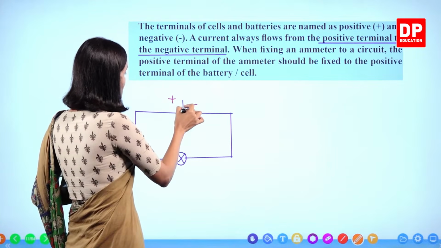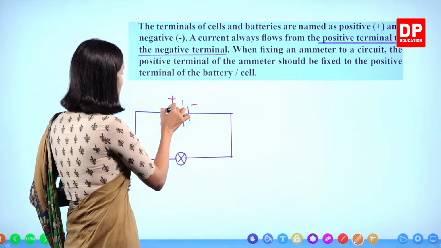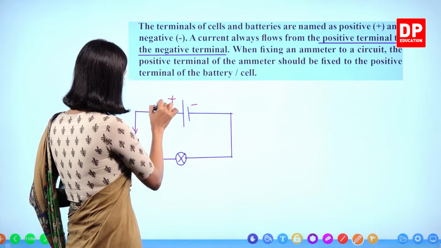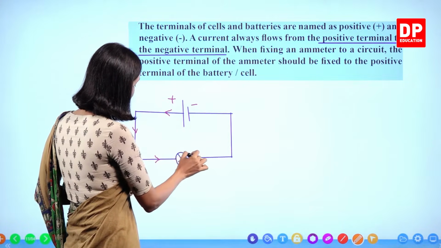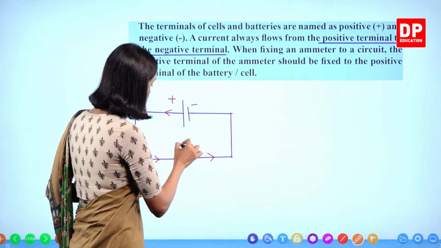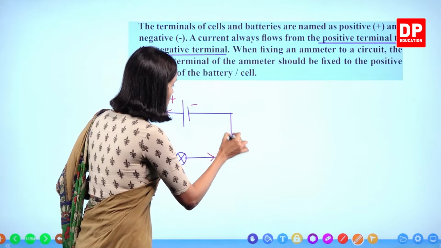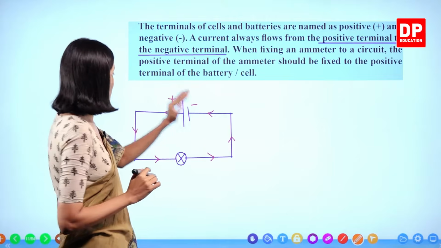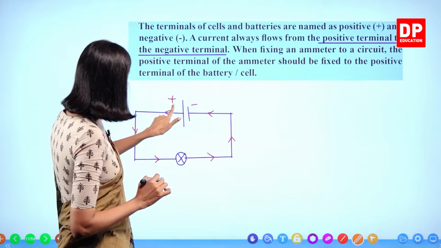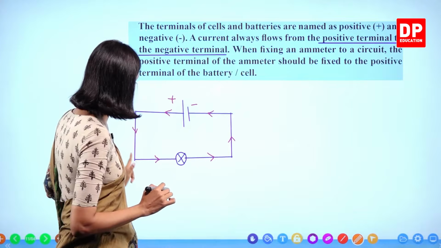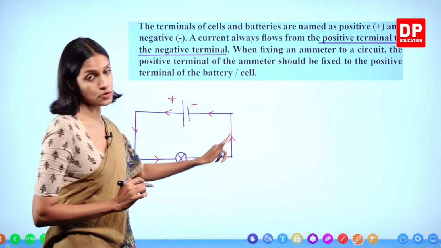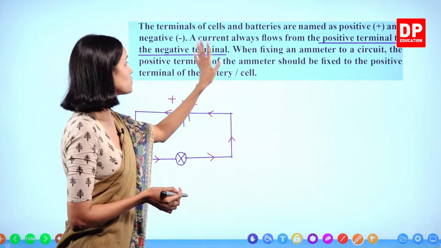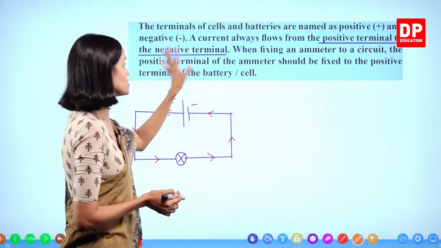Okay? So what happens from positive to negative terminal? Electricity flows. From the positive terminal, it goes out like this. It flows through the circuit. It goes through the bulb. When electric current goes through the bulb, it lights up, right? And from this side, it comes back to the cell, right? So from the positive terminal of the cell to the negative terminal of the cell, through the circuit, electricity flows. This is very, very important, right? Current always flows from the positive terminal to the negative terminal.